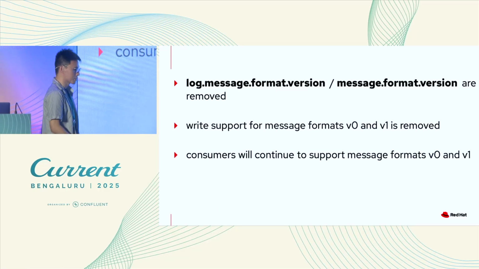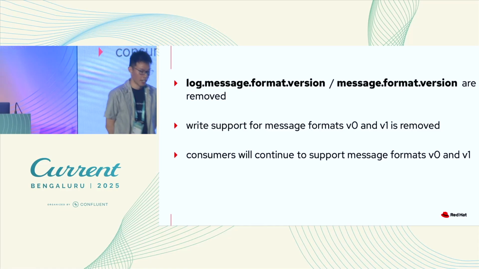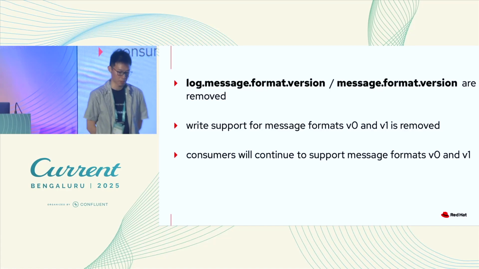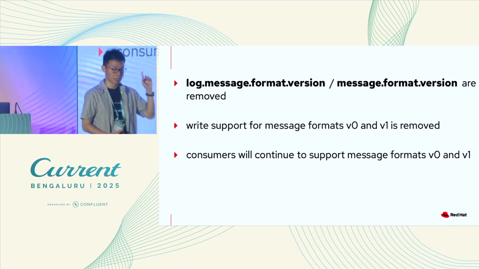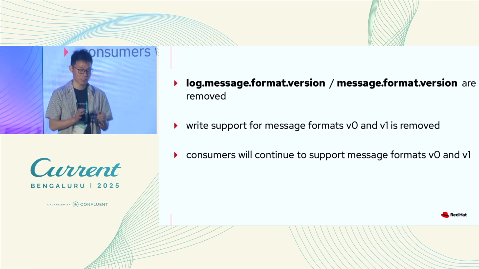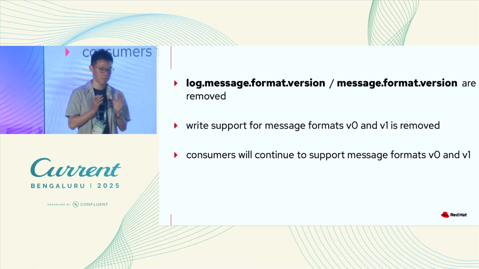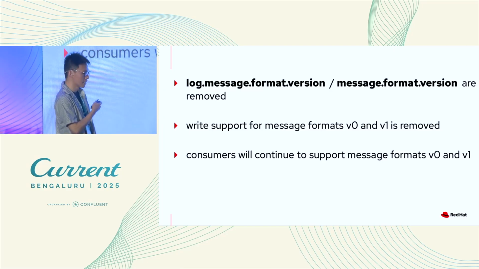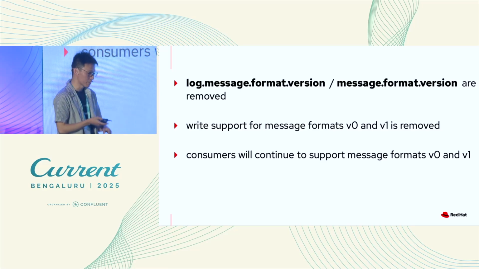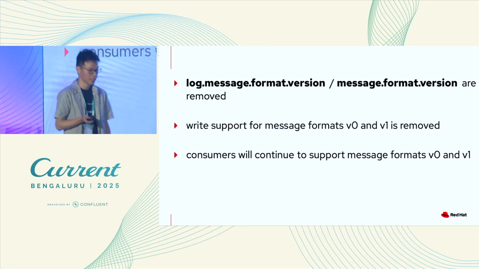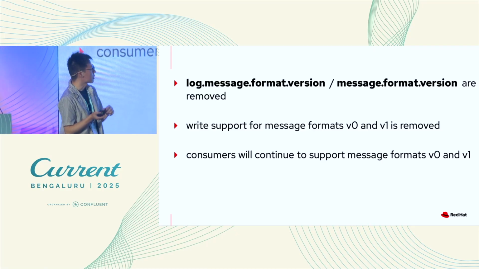And what does that mean to users? First, log message format version is already removed in 4.0. The removal of the config means even if you set this config, there will be no error thrown. It just will not be honored. So please take a look at your configuration and see if you have this configuration set. If it's set, please try to remove it and see whether it works normally or something unexpected happens. Because after 4.0, it will not be honored.